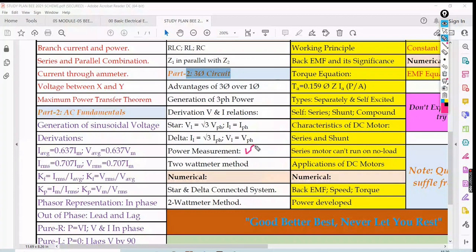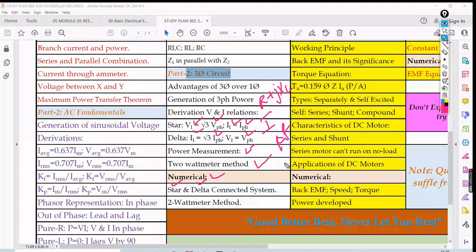Then the power measurement in a three-phase circuit, the efficient method is the 2 wattmeter method, which is used for the balanced circuit as well as the unbalanced circuit. Then the problem with respect to that is line voltage, phase voltage, line current, phase current with respect to the star, and similarly with respect to the delta. They will give the value of resistance and the value of reactance. Correspondingly, they can ask you to evaluate the total current, power factor, and amount of power.